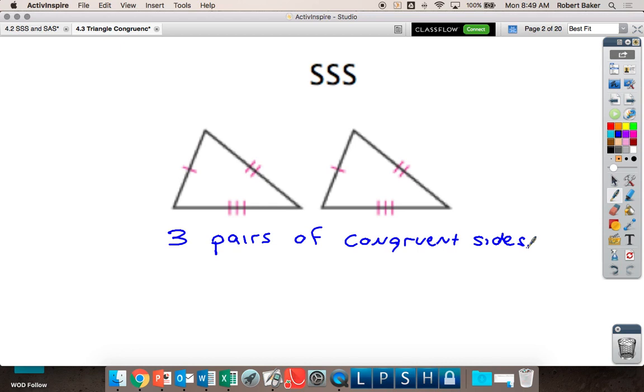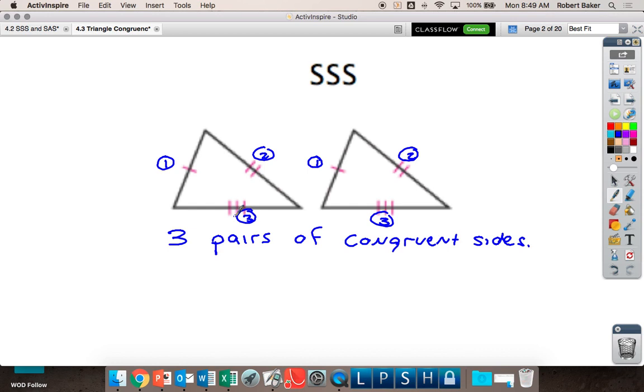You have 1, 2, 3 pairs of congruent sides. If you have 3 pairs of congruent sides, you can prove that two triangles are congruent. Y'all were pretty successful with that on Friday.